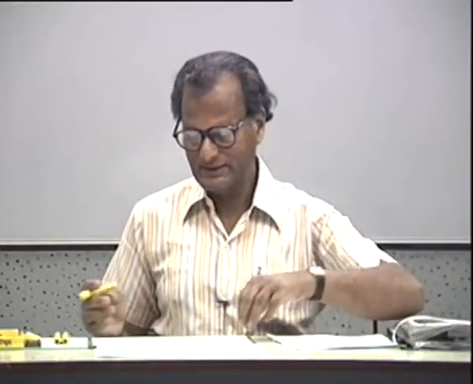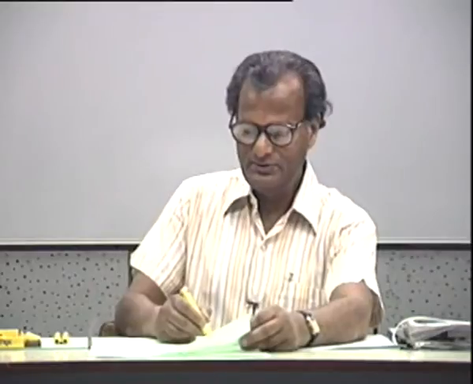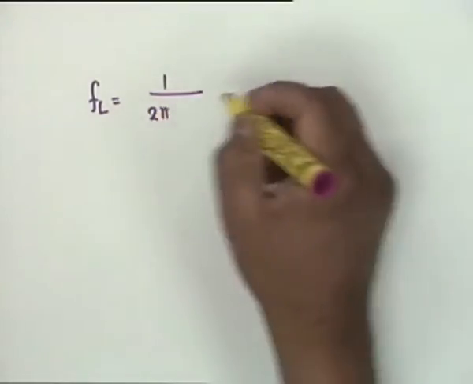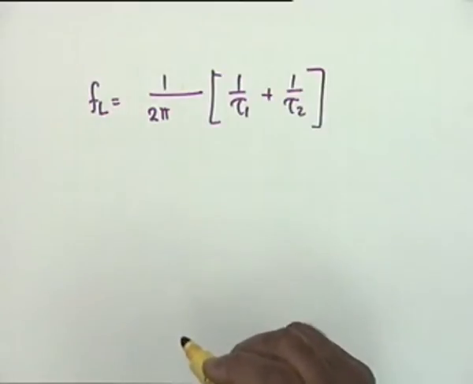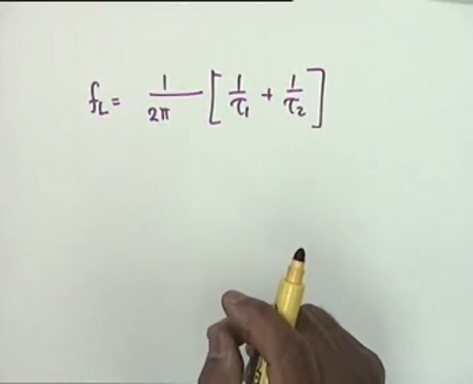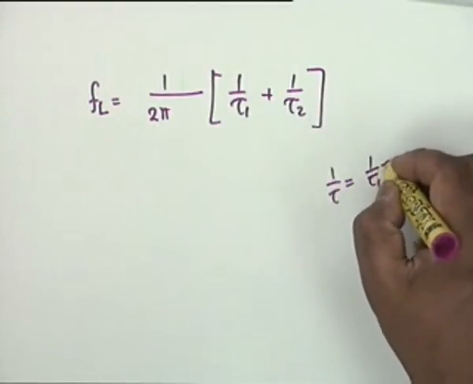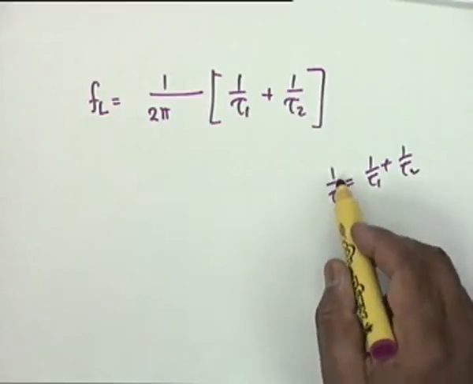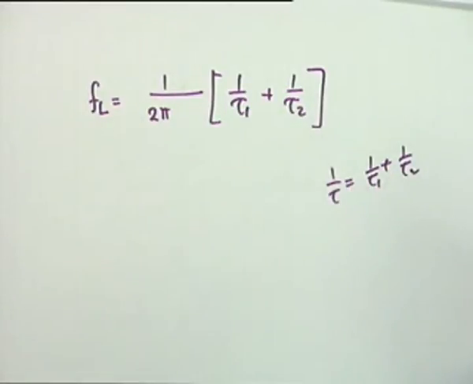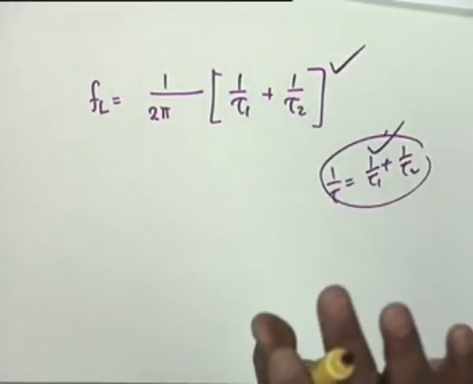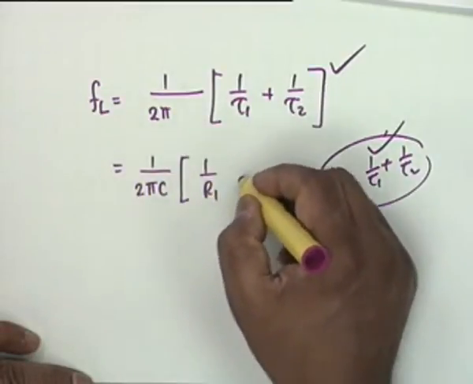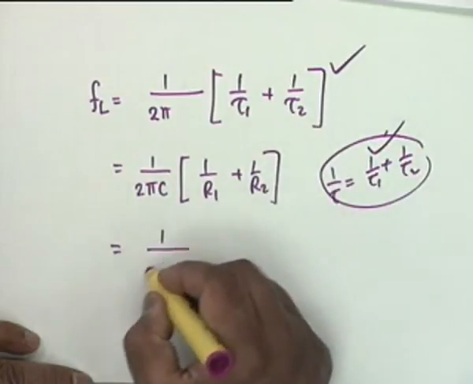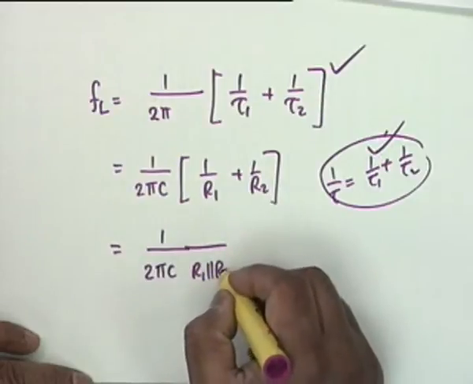You cannot anticipate this right away, but you can as well, because fL is 1 over 2 pi, 1 by tau 1 plus 1 by tau 2. Isn't that right? Have I done it correctly? Because 1 by tau is equal to 1 by tau 1 plus 1 by tau 2. This is correct. This is also correct. I have not made a mistake so far. And since the capacitors are equal, you get 2 pi C times 1 by R1 plus 1 by R2. And that's how you get 1 by 2 pi C (R1 parallel R2). This is what I said.